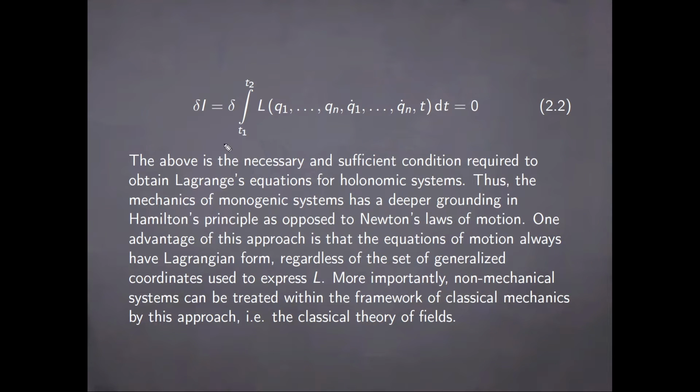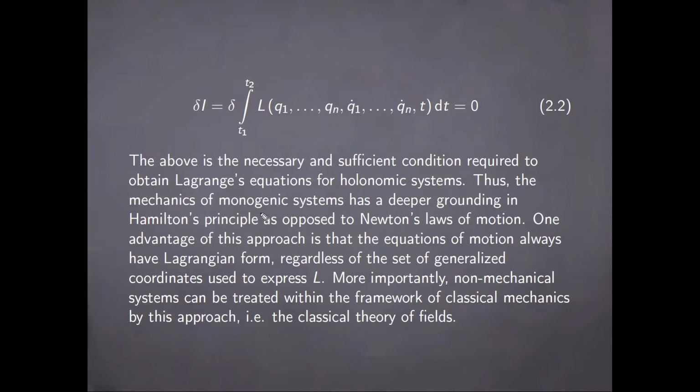Formally, this is written as follows. For the correct path, the variation of the action integral will be equal to 0. So that is, the integral itself will have an extremum value. The above is the necessary and sufficient condition required to obtain Lagrange's equations for holonomic systems.